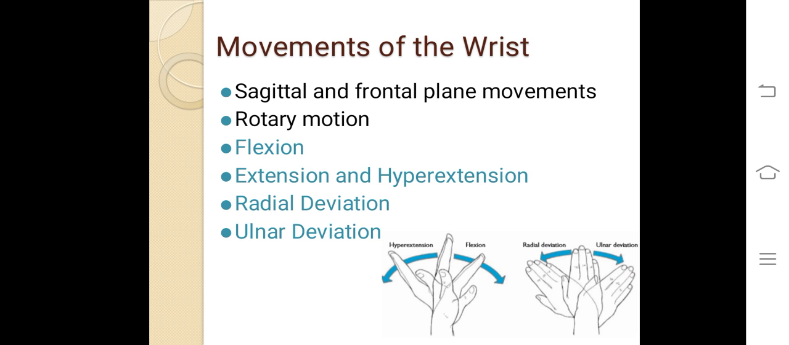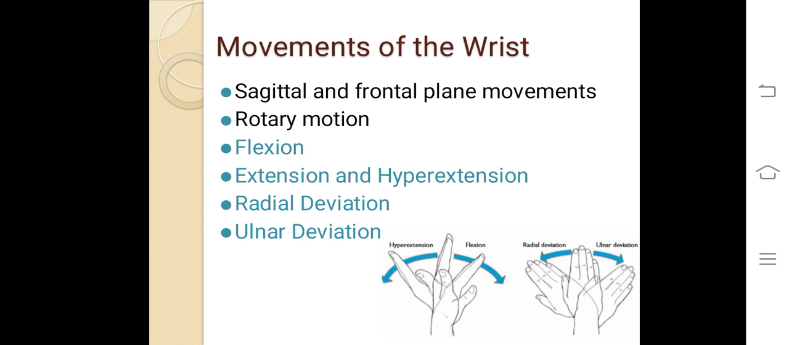Movements of the wrist joint. The wrist is capable of sagittal and frontal plane motions as well as rotatory motion, which include flexion, which is motion of the palmar surface of the hand toward the anterior forearm. Second is extension. Extension is the return of the hand to anatomical position. Third is hyperextension, in which the dorsal surface of the hand approaches the posterior forearm.